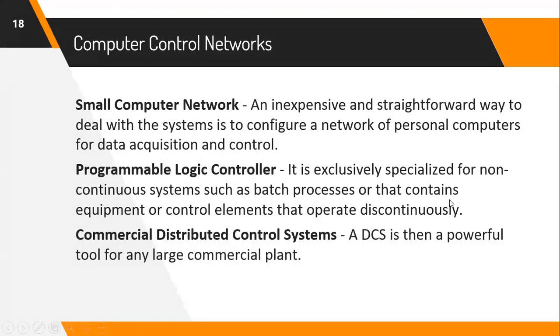So we have the parts of computer control networks. First is the small computer network. It is an inexpensive and straightforward way to deal with the systems: to configure a network of personal computers for data acquisition and control.